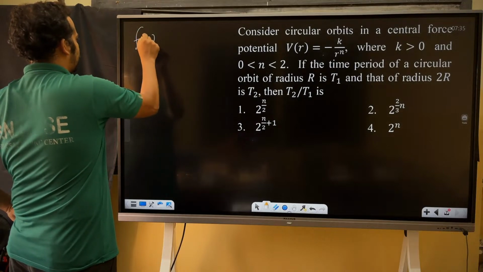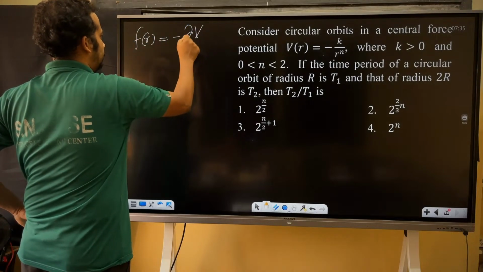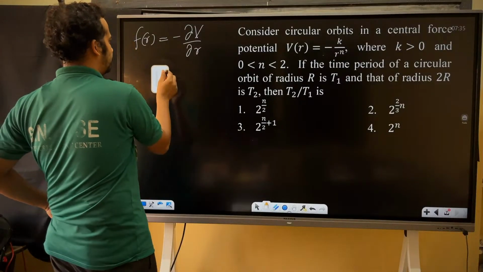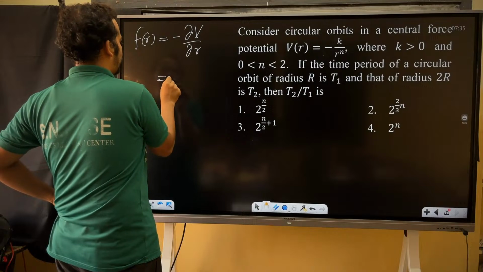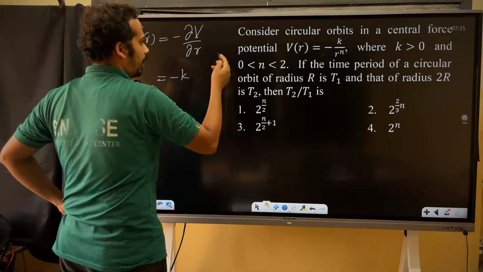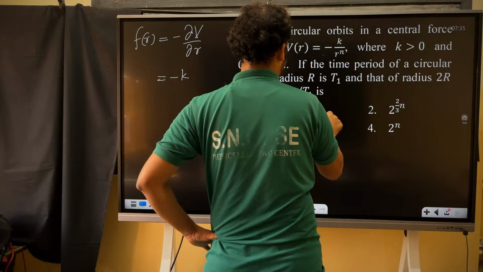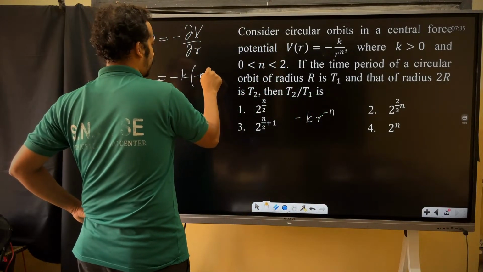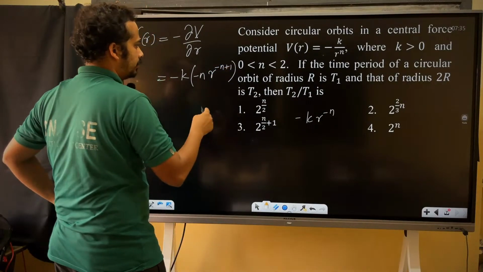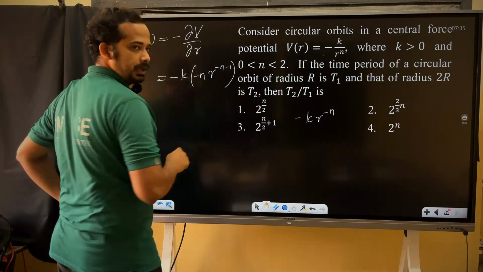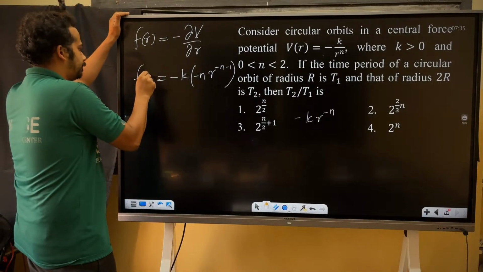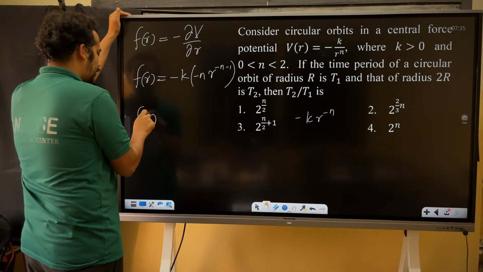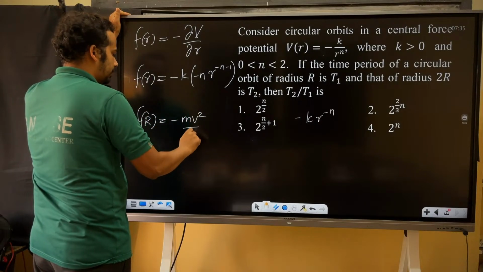First find f of r. What is this one? Minus dou v by dou r. What is V? Minus k r power minus n. What is the derivative? Minus n r power minus n minus 1. Am I right? That is f of r. Then the circular orbit condition: f of r is equal to minus m v square by r.